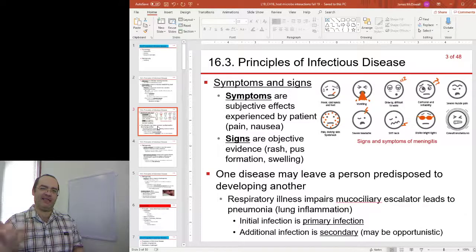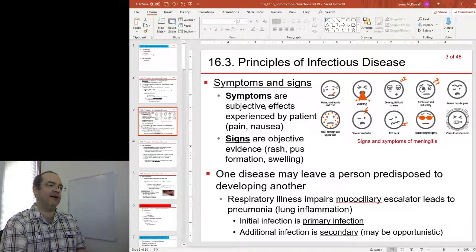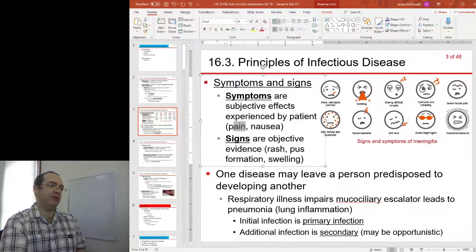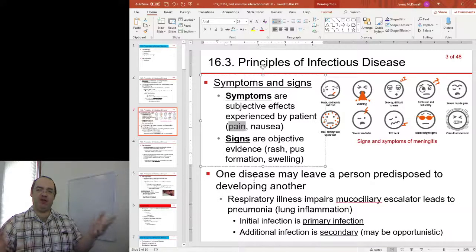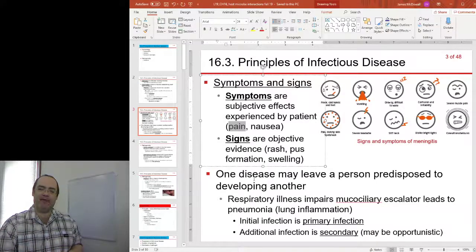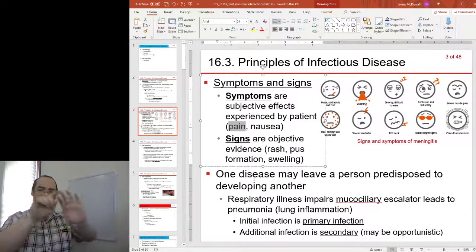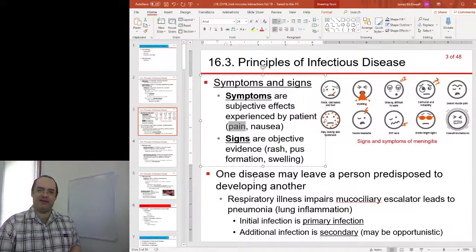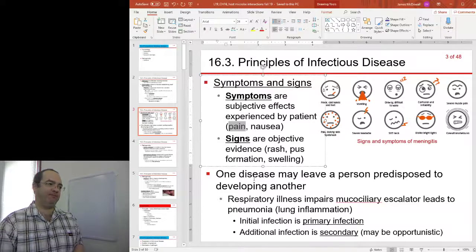Signs and symptoms, there is a difference. Symptoms are subjective. So pain, for example. Currently, there's no machine you can attach to somebody that will register how much pain they're feeling. Pain is a very subjective effect. Nausea too. There's no objective instrument to detect if someone is suffering from nausea.